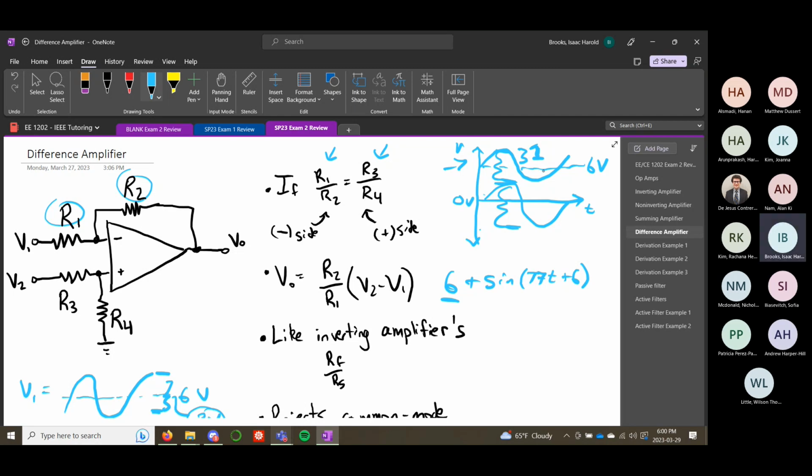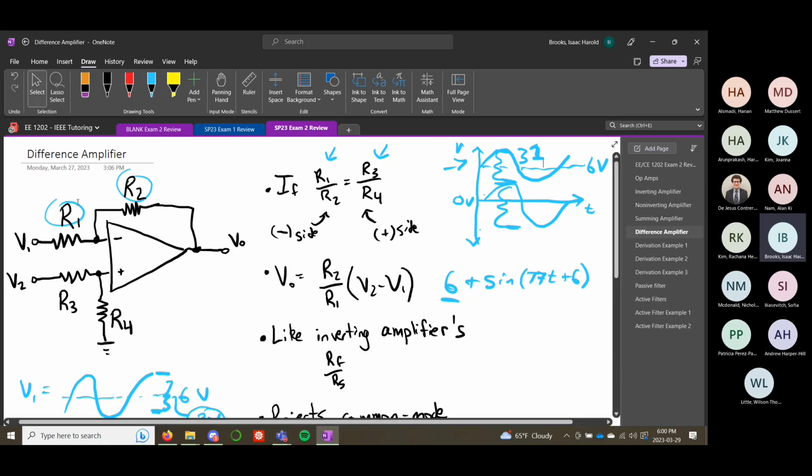So I don't know if there's going to be any questions about this common mode rejection, but it's an important concept, and you might get some kind of questions about your understanding of the difference amplifier. But again, remember, it's only the difference between these two signals. So if there's anything that's the same between the two signals, that'll get canceled out.